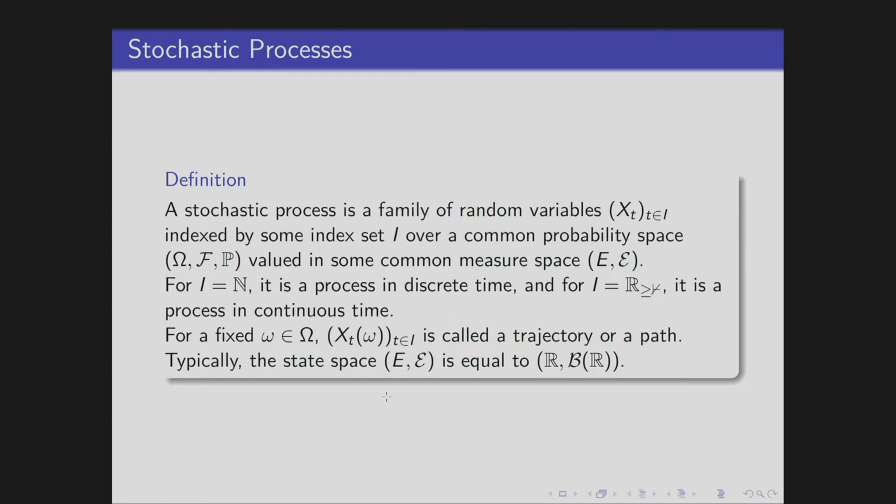And basically, for a fixed event out of the probability space, we get a trajectory, like we can then plot the whole thing with respect to the time, and then we get a path. And also the random variables can have values in any measure space, but normally this measure space would simply map into the real numbers, since it correlates to some kind of output process or some kind of price.